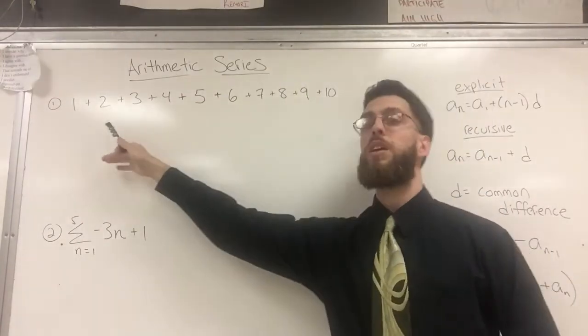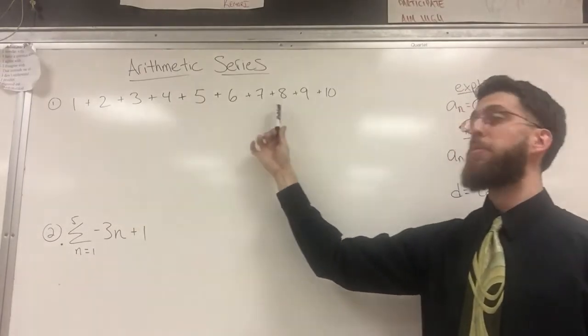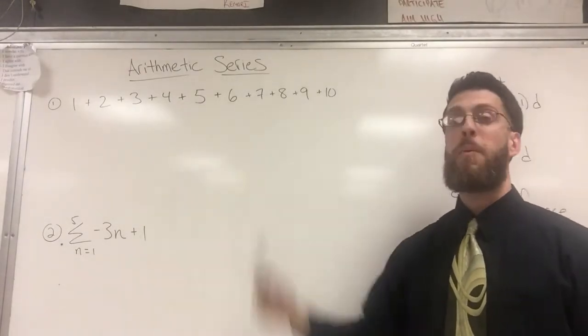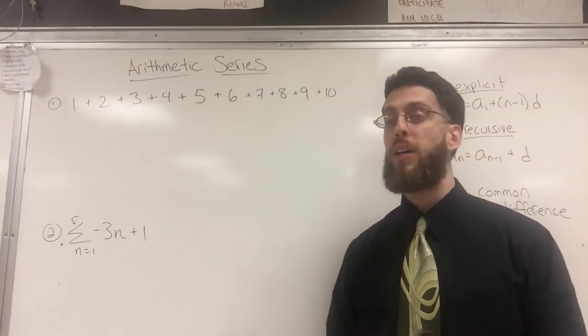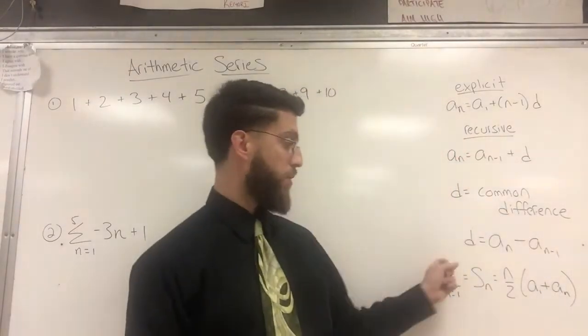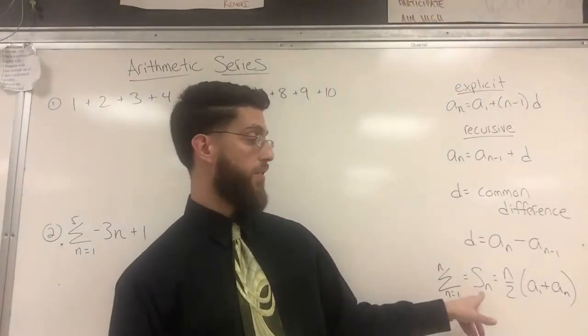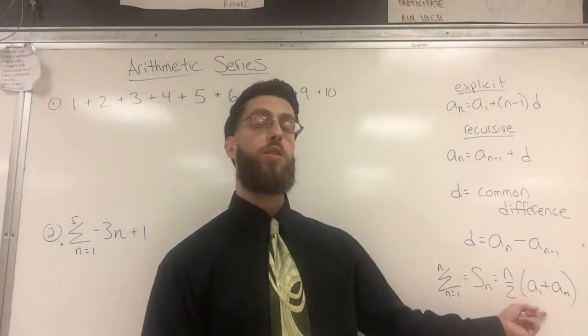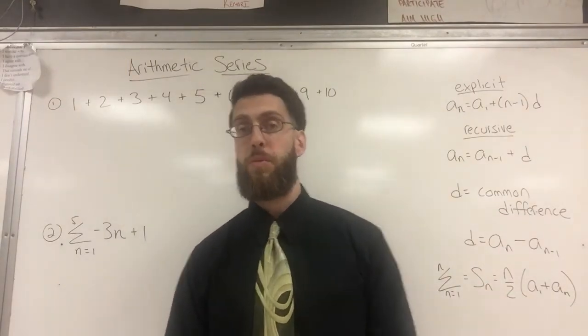So quickly, can you add 1 plus 2 plus 3 plus 4 plus 5 plus 6 plus 7 all the way up to 10? Add them up. You should get a sum, and that would be the sum of the series. That would be sigma, or S sub n if you wanted. And here's a formula to do it. I'm going to explain where the formula comes from.